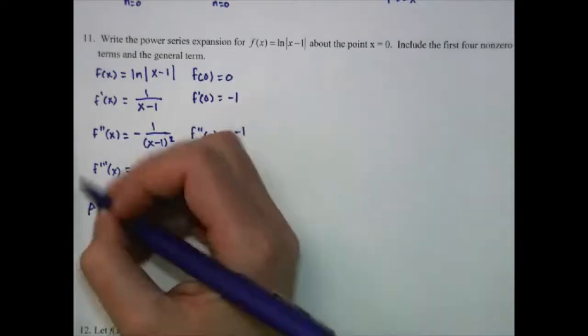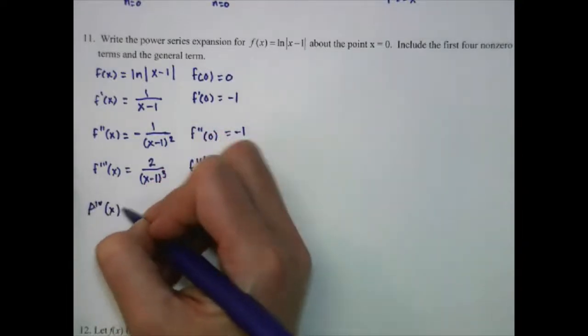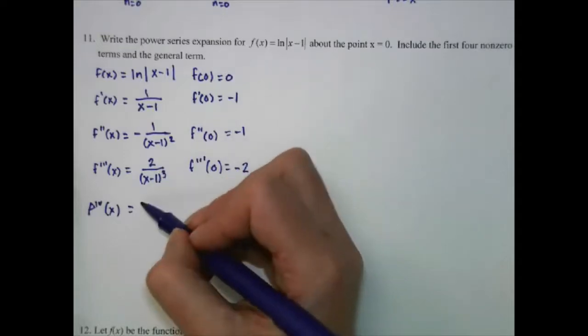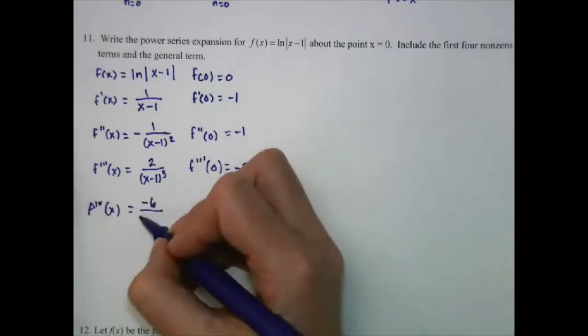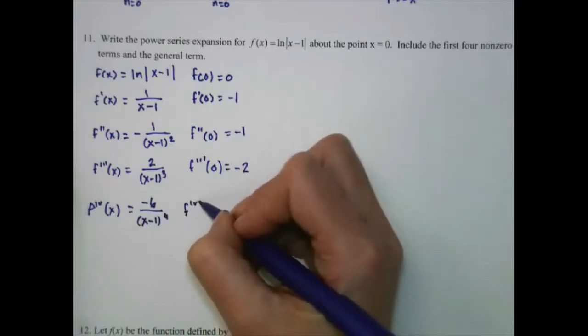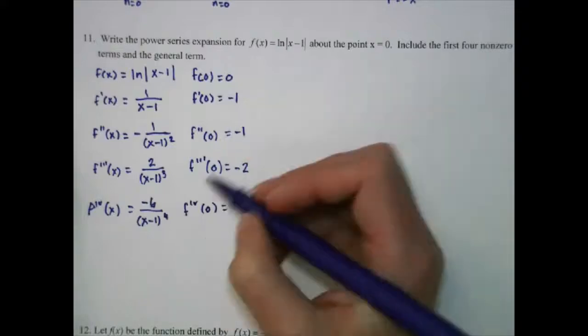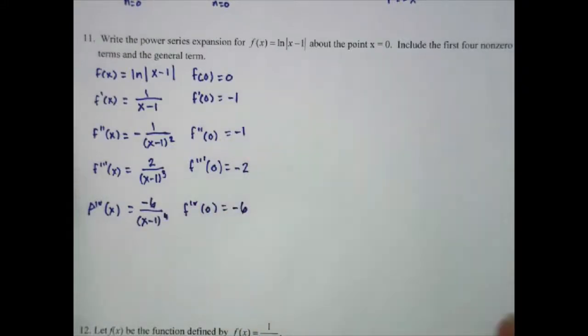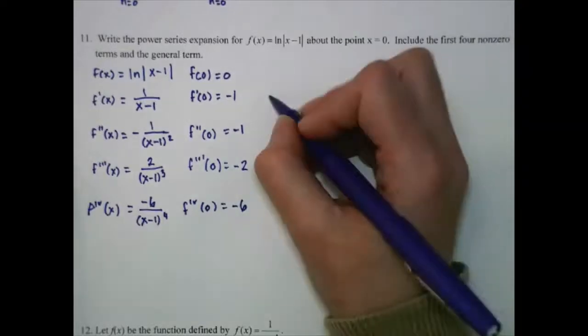And then we need 4 terms, so I need one more. This is going to be 2 times x minus 1 to the negative 3, so we'll have a negative 6 over x minus 1 to the 4th. So we're going to have negative 6 over a positive 1, so negative 6. So let's put this together.